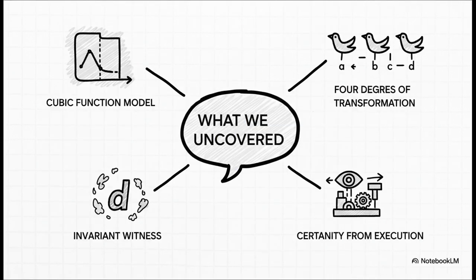Okay, so let's just quickly recap what we've uncovered here. This verse isn't a simple story. It's a model for a nonlinear process. The 4 birds represent the 4 key coefficients of a cubic function. We learned that the core identity is an invariant constant that's never lost. And maybe most importantly, we saw that real certainty, the kind that truly sets a heart at rest, comes from witnessing a predictable system in action, not just believing in a claim.